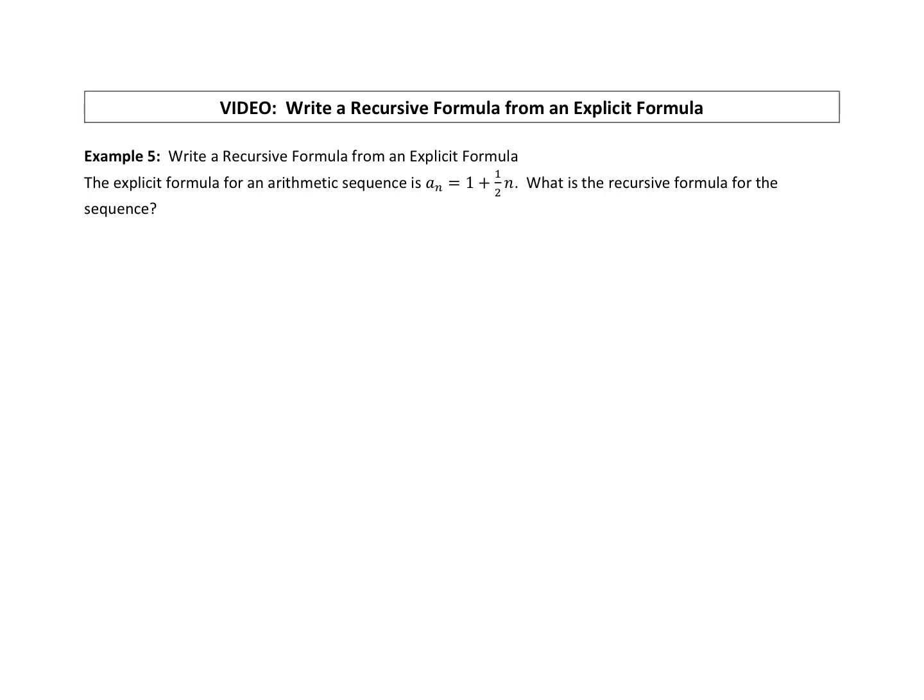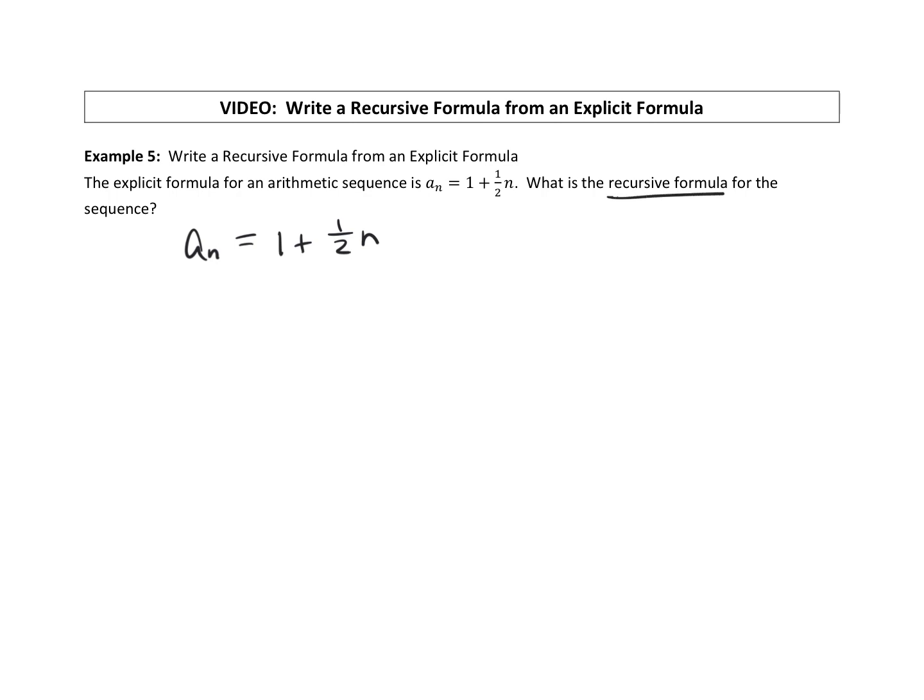All right, our last video, we're going to work backwards. Now, from our last video that we saw, we're going to write a recursive formula from an explicit formula. So we are given an arithmetic sequence in explicit formula form: a_n equals 1 plus 1/2 n. What is the recursive formula for the sequence?